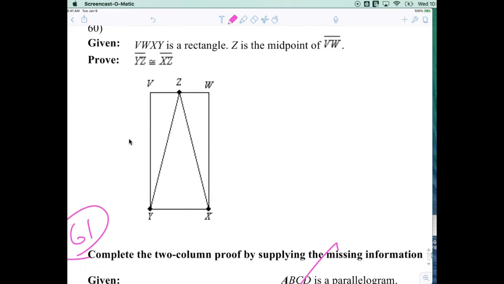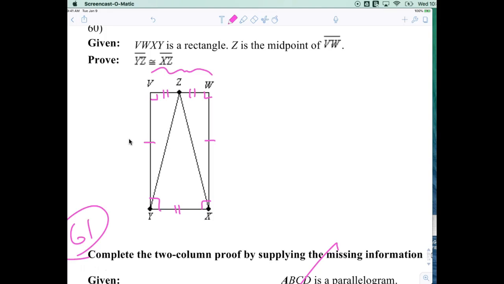Now, it says VW is a rectangle, so if it's a rectangle, then we know these angles are right angles, correct? And if it's a rectangle, we also know that this side is congruent to this side, right? And it says Z is the midpoint, so that means this is congruent to this, right? No, those are just corresponding parts, right? The triangles are congruent by side angle side, right? And then YZ is congruent to XZ by corresponding parts. Do you see that or not?